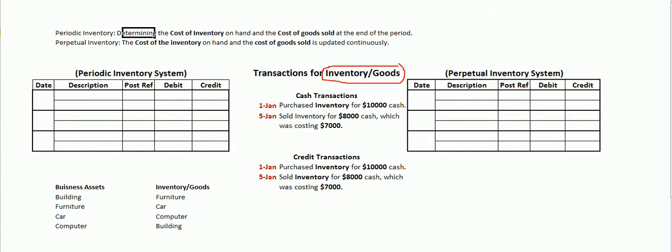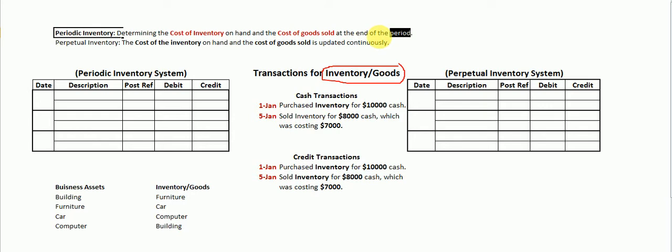Let me make sure this is clear for you. I said cost of inventory, this one, and cost of goods sold, this one. So the periodic inventory system is a system in which you can figure out how much is the cost of inventory on hand and how much is the cost of goods sold, but you can compute them only at the end of the period. This is really important.